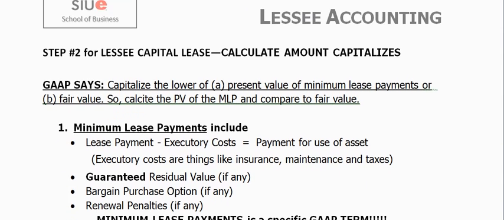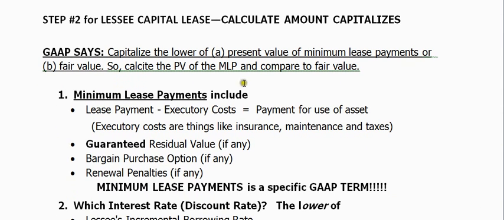If it's a capital lease, what we're required to do is calculate the capitalized amount, which we just did in the recovery of investment test. But let's go through the rules. GAAP says capitalize the lower of the present value of minimum lease payments or its fair value. So calculate the present value of the minimum lease payments and compare that to fair value.